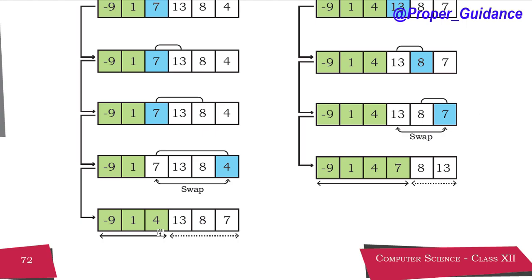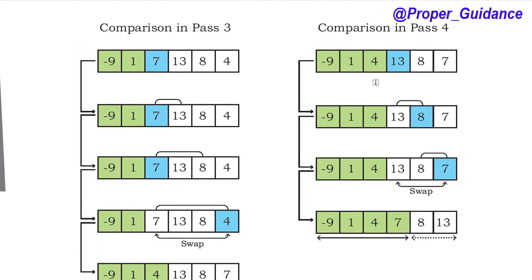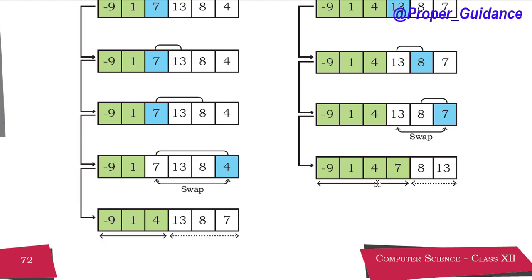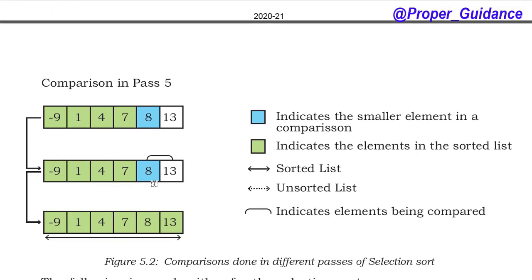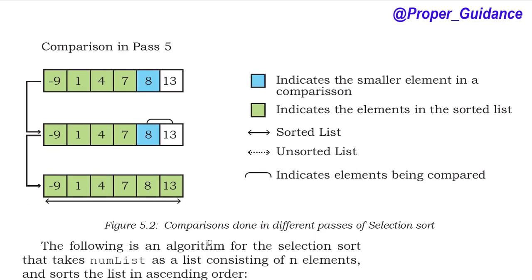Now the same mechanism will be observed for the remaining portion, that is 13, 8 and 7. Comparison in pass 4, we will check 13, 8, 7. 7 is the smallest one, let it be there, 7 in a green box, and 8, 13 remain here. Now see, comparison in pass 5, 8, 13, 8 is smaller than 13, so there is no need to swap anything. Now we get the list completely in green boxes, right? -9, 1, 4, 7, 8, 13, and this is in ascending order. So this is the mechanism of selection sort, and this is shown very clearly with the help of this diagram.